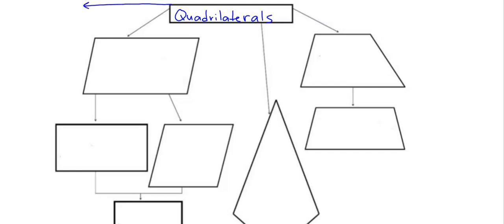We'll add another spot. So all quadrilaterals have 4 sides. All of them have 4 angles. And because they have 4 angles, their interior sum is always going to be 360 degrees. So that's true for all 7 of your quadrilaterals. Okay, now we're going to go through and we're going to talk about specifics for each of these 7 quadrilaterals.